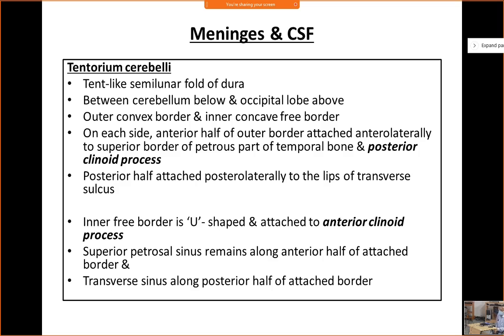Now what will happen? The superior petrosal sinus remains along the anterior half of the attached border. When it is attached, this dura is attached to the superior petrous border, there is a space between the endosteal layer and the meningeal layer of the dura mater. So along this superior border of the petrous part of the temporal bone, our superior petrosal sinus is present. Now along this transverse border, that is the posterior half of the attached border of the tentorium cerebelli, there also a sinus is present along this posterior border.